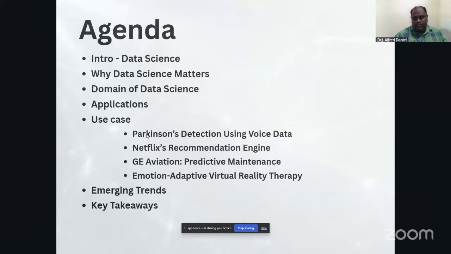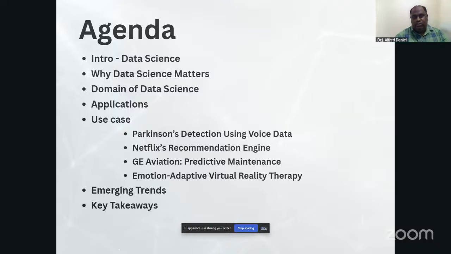So this is the agenda of today's topic. First I'm going to introduce data science with respect to application, and we'll see why data science matters from an application perspective. So all the agenda will be based on applications and case studies. And the third topic will be the domains of data science, and we'll see a few applications which I've categorized into six applications, which will be healthcare, education, industry 4.0. Like that, I've categorized around six applications.